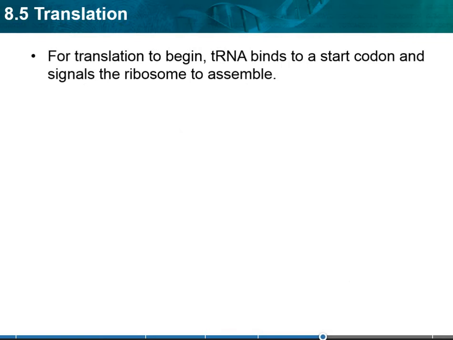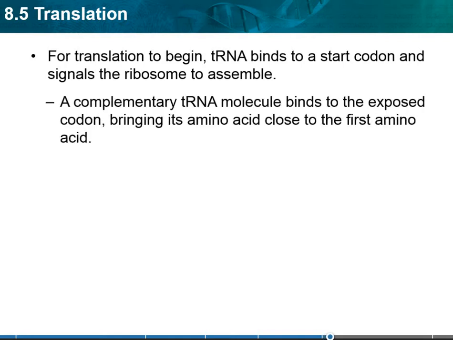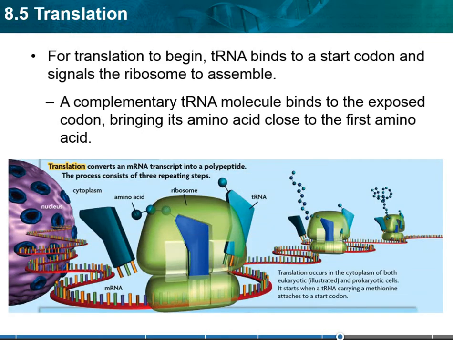So for translation to begin, transfer RNA is going to bind to the start codon and signal the ribosome to start assembling. A complementary transfer RNA molecule binds to the exposed codon, brings its amino acid close to the first amino acid. So again, really the first thing that's going to happen is the messenger RNA is going to leave the nucleus. And when it leaves, the ribosomal RNA is going to basically sit down on that messenger RNA and read it.